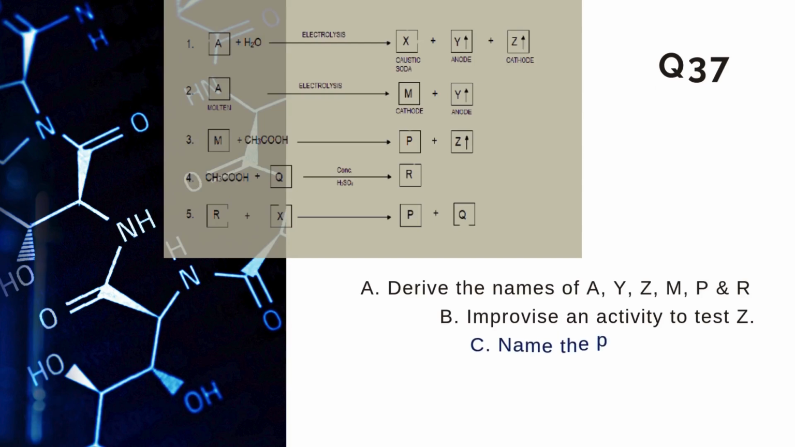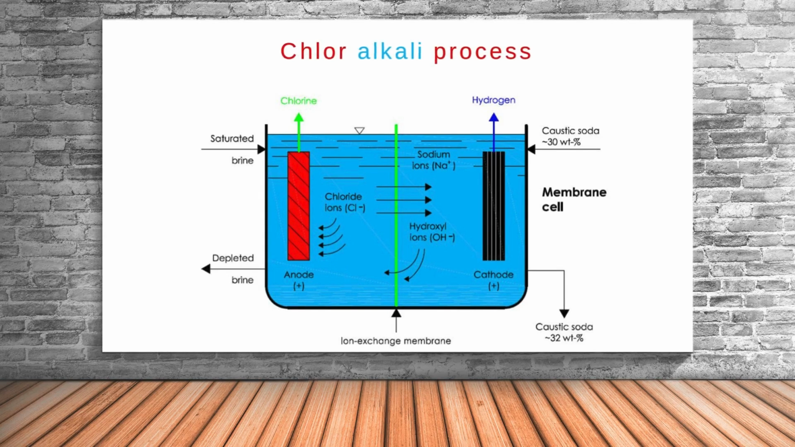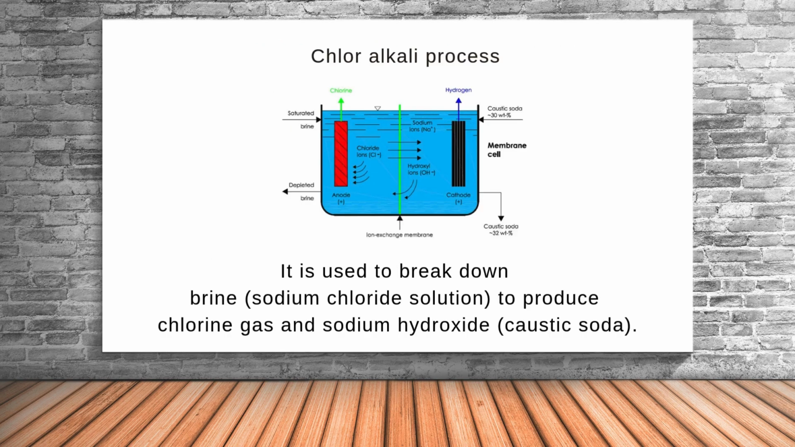Next is, name the process in which compounds X, Y and Z are formed from A. Justify your response. Well, this process is called the chlor-alkali process. It is an industrial method that uses electricity to break down brine, that is sodium chloride solution, to produce chlorine gas and sodium hydroxide, that is caustic soda.